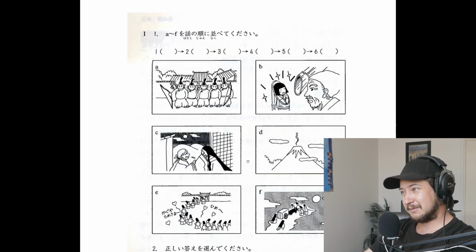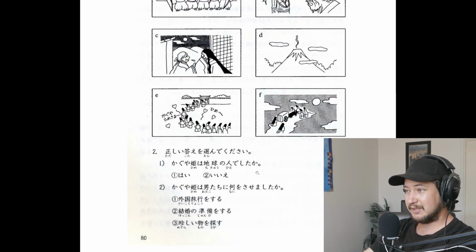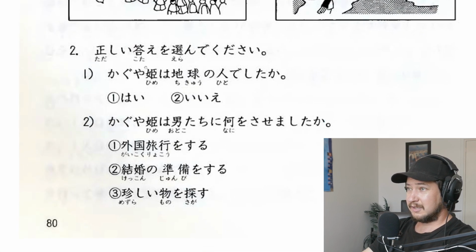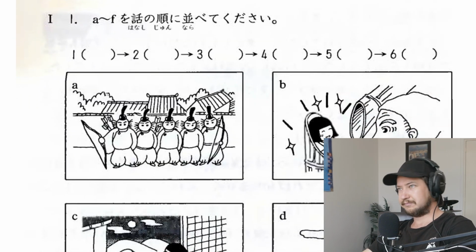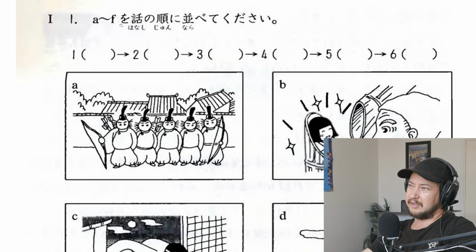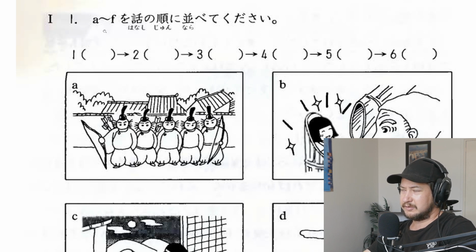And some exercises. Where do I begin? Number 1. A から F までを話の順に並べてください. So from A to F, arrange the pictures in the order of the story.